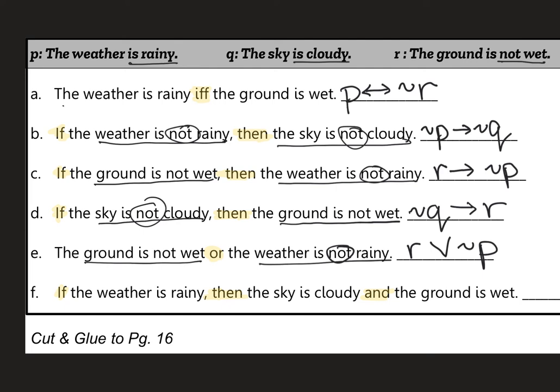Last one's a little bit trickier. I'm going to kind of do it down below here. If the weather is rainy, so P, then the sky is cloudy, Q, and the ground is wet, not R. Because that comes after the then part, we would want to group that. That's a tricky one. I'm not going to have you do any, but I wanted you to see that you can kind of link them using grouping symbols, just like you might have used grouping symbols in Algebra 1.